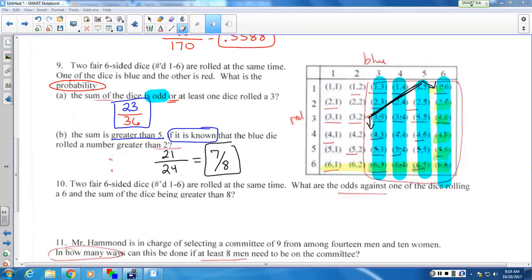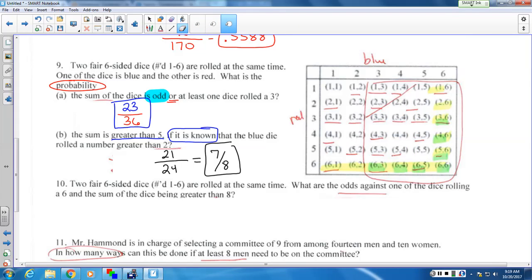Okay, on number 10, it says 2 fair 6-sided dice are rolled. So I'm still looking at my dice chart. It says, what are the odds against? Keep in mind, odds are 2 reduced integers. The odds against are always going to be the probability against divided by the probability in favor.